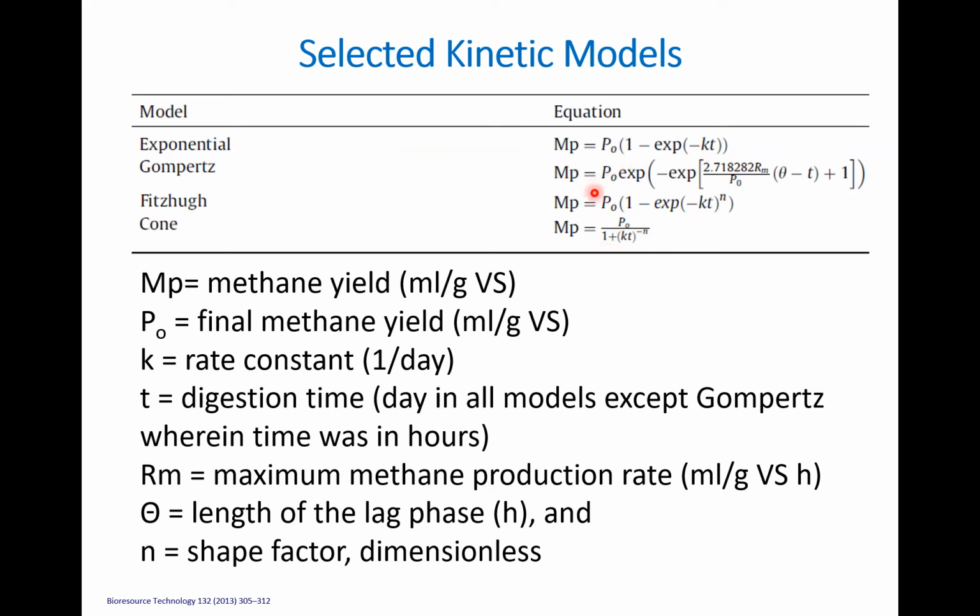We can also use the experimental data to estimate parameters. For Gompertz, we can estimate B0 and Rm, which is the maximum methane production rate, and theta is the lag phase, for example. Also, for the other two models, Fitzhugh or Cone, we can estimate B0 and k and n. For all of these models, usually you can use the time in days or in hours, but for Gompertz, especially if you use this kind of form, the time should be in hours.